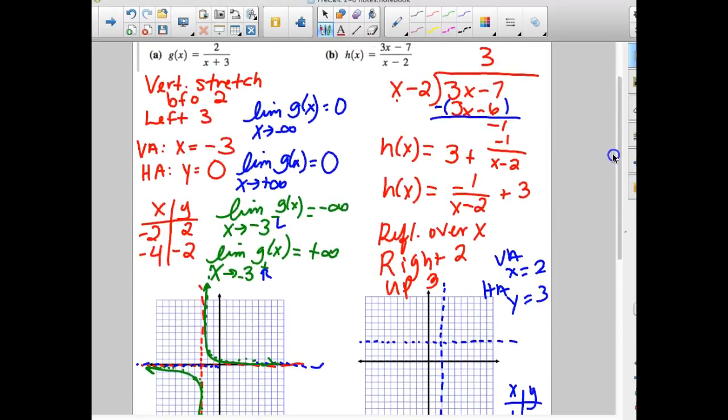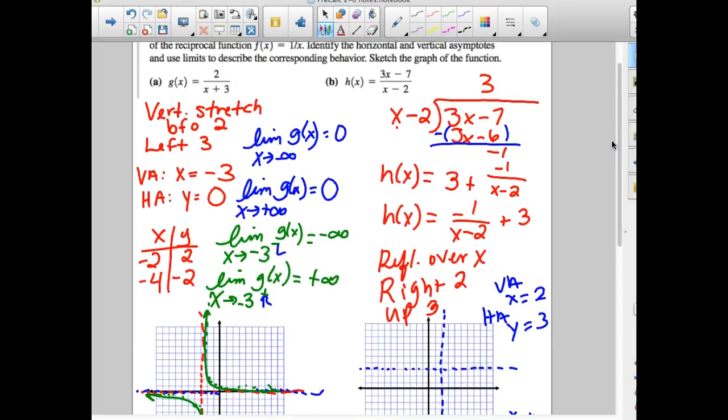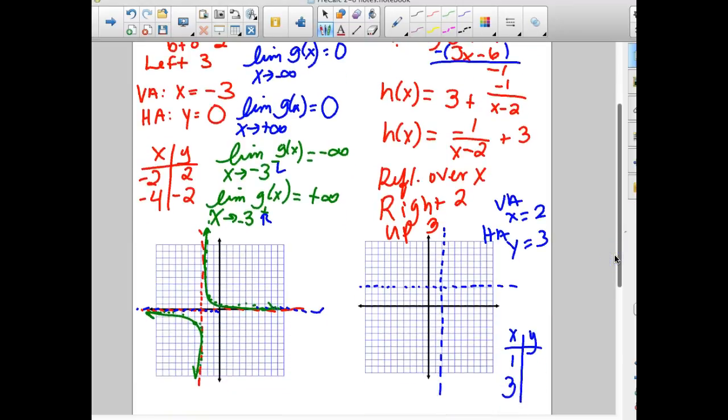All right, if we put a 1 in here, and you can put it into the original function or you can put it into our transformed one. If we put a 1 in here, 1 minus 2 is negative 1. Negative 1 divided by negative 1 is 1 plus 3, 4. So we have the point 1, 4. Yes? So we have a branch here, which is what we were expecting.